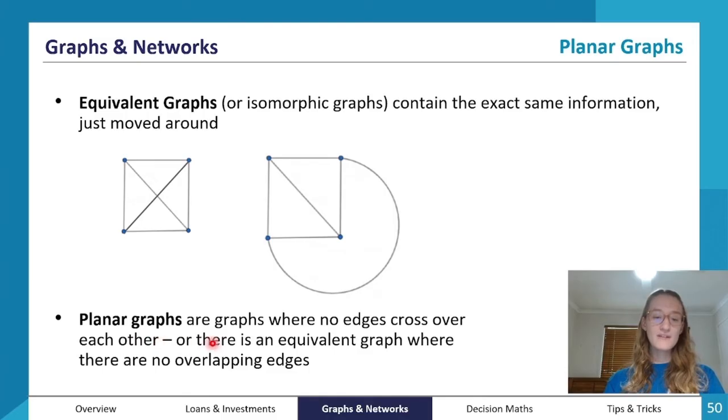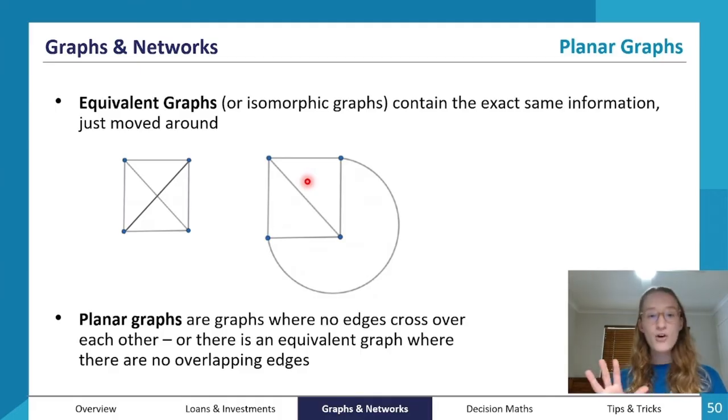So planar graphs are graphs where no edges cross over each other, or there is an equivalent graph where there are no overlapping edges. So this graph technically is a planar graph because there is an equivalent graph where there are no overlapping edges. It is just not in a planar form here because these edges overlap. You can see that intersection, that cross section that we've got in the middle because the edges are crossing over each other. But here we do have an equivalent graph where there are no overlapping edges.